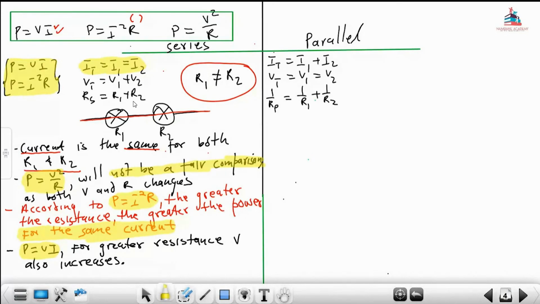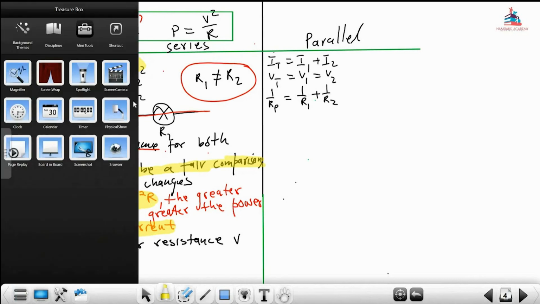So the fact that the two are changing, then we exactly don't know which variable is influencing the brightness. So for us to compare, only one variable must be changed. And in this instance, that variable that is changed must be resistance. Hence now, according to P is equals to I squared R.